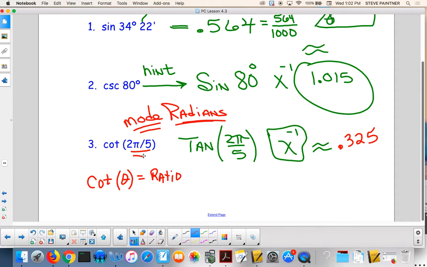Okay. You're thinking, I've got to flip, like here. I didn't flip 80, did I? No. You're not going to flip your angle, you're going to flip your ratio. Your ratio comes out in front of you. Hit x to the -1, it flips. Okay?